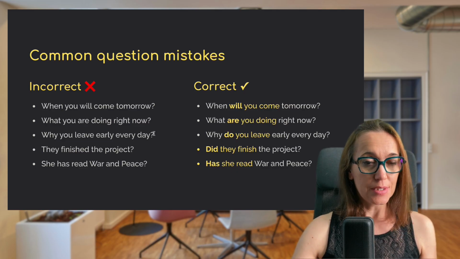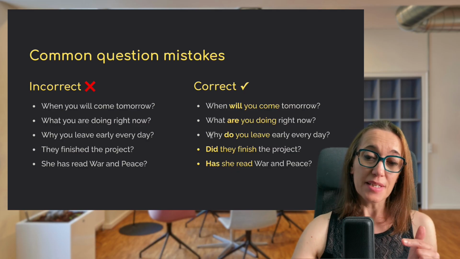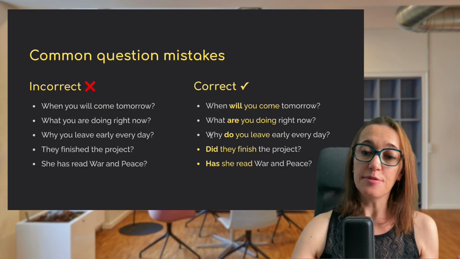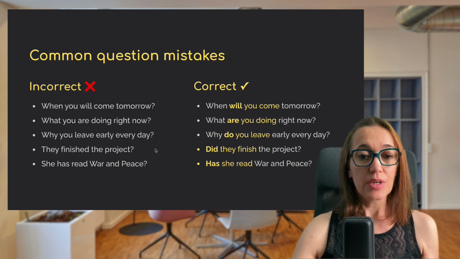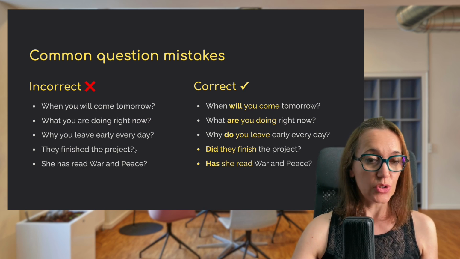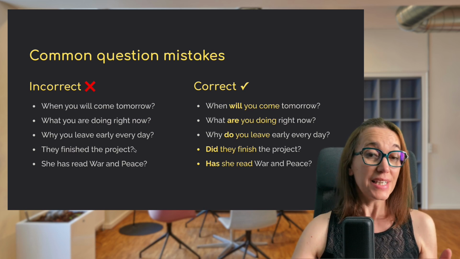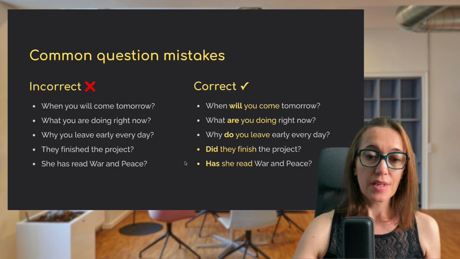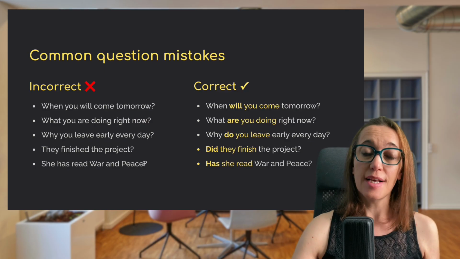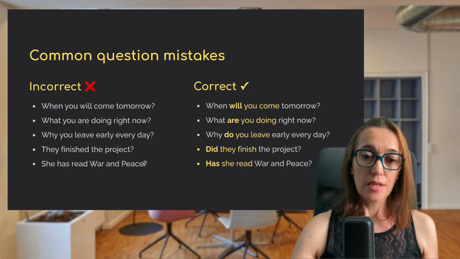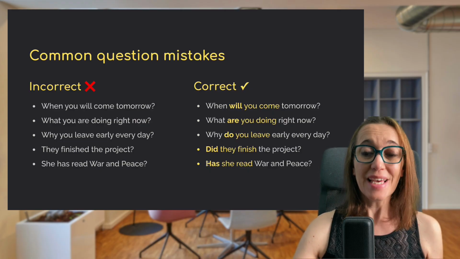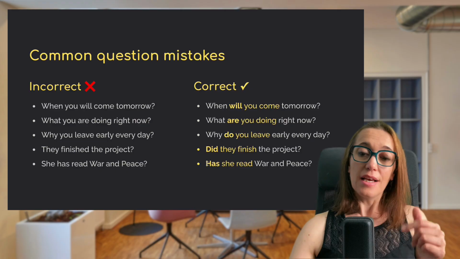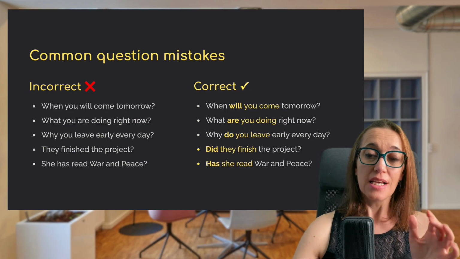Look at the third one. We need it to be this way. Why do you leave early every day? Look at this past simple question. The auxiliary is did, right? So, did they finish the project? And the last one, it's a present perfect. And the correct question should be, has. You see, has she read War and Peace?